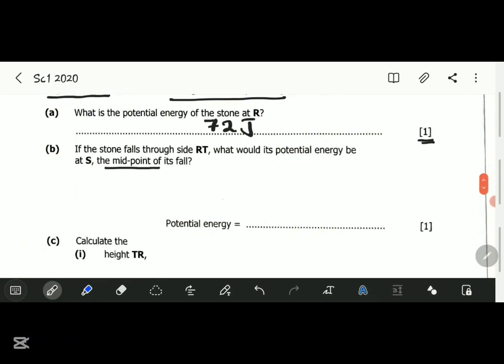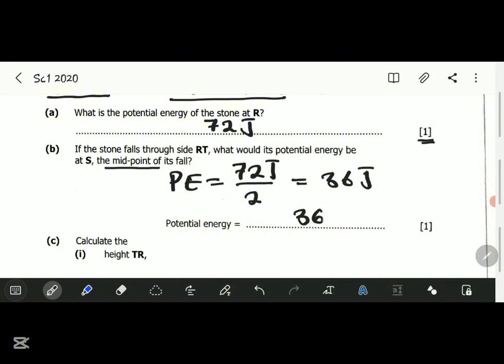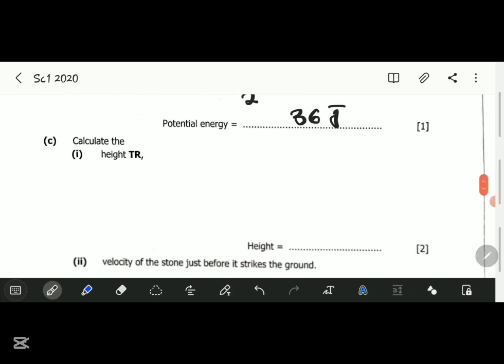If the potential energy there is half of what we started with, what is half of 72? So at this point, the potential energy is equal to 72 joules divided by 2, which is equal to 36 joules. So the potential energy there is 36 joules. That is the potential energy at the midpoint. All right, let's proceed to C.